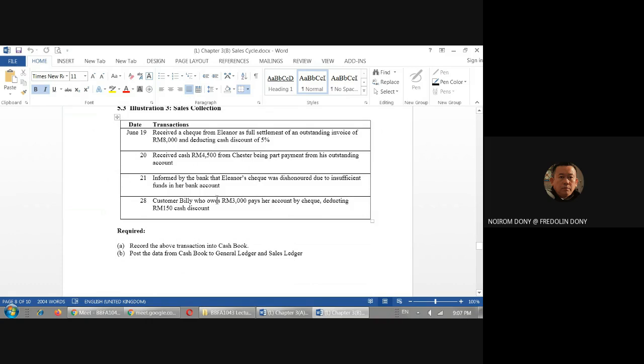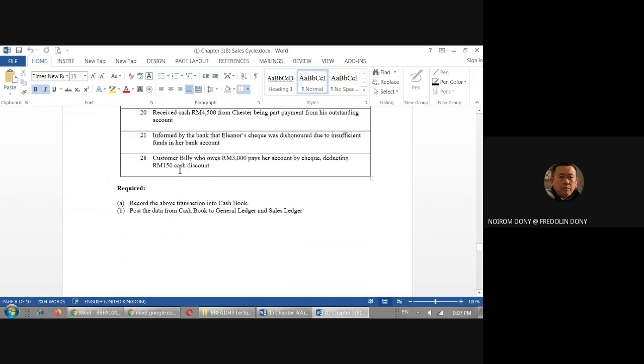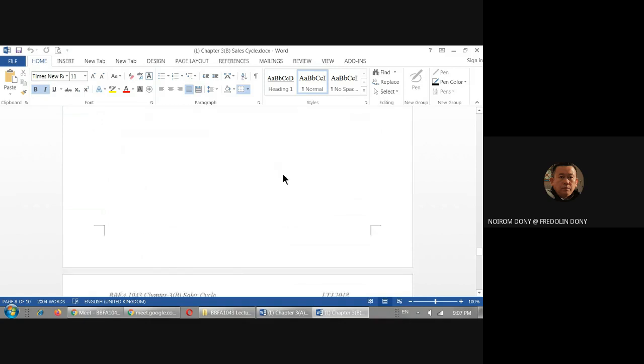That is reversal. Customer Billy who owes 3,000 pays her account by check. Okay, so the keywords are check and Billy. Again, there's no specification of what item, so we can assume this is a trading item. So we have trade receivable Billy, deducting 150 cash discount. Who owes 3,000 pays her account by check. So 3,000 is not the check amount. It is lesser: 3,000 minus 150 is the check amount. So let's do the recording.